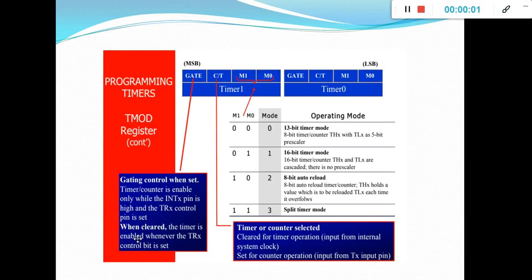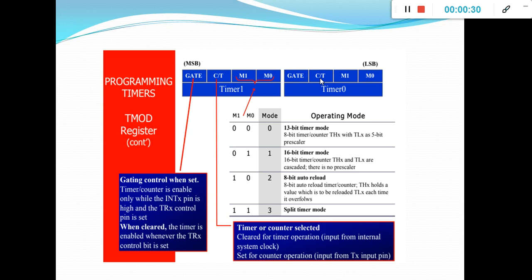Welcome back. So now I'm discussing C bar T of timer 0 and timer 1. So you know the mode selection M1 and M0 from the previous slide. Now C bar T is nothing but a selection of timer or a counter. C stands for counter, T stands for timer. It is used to decide whether the timer is used as a time generator or an event counter.